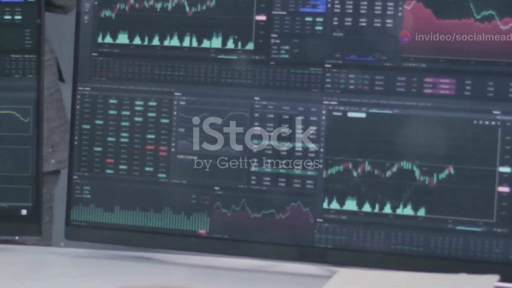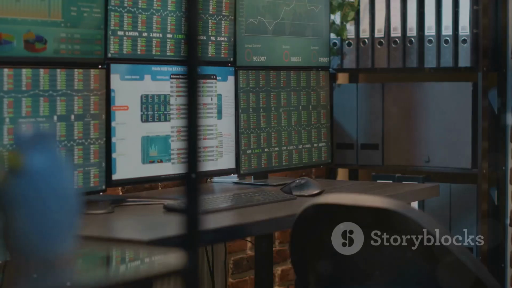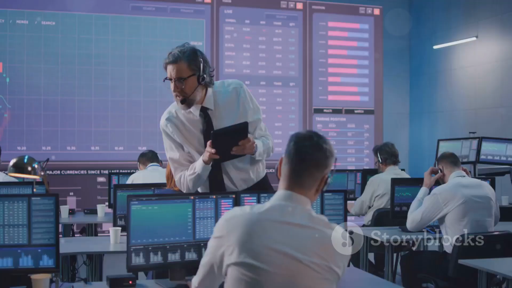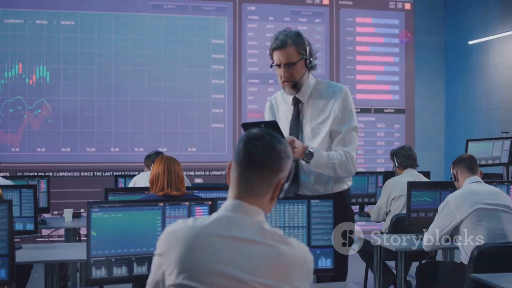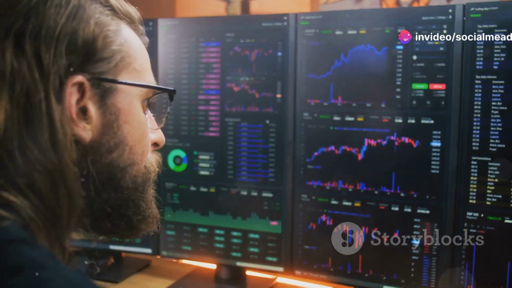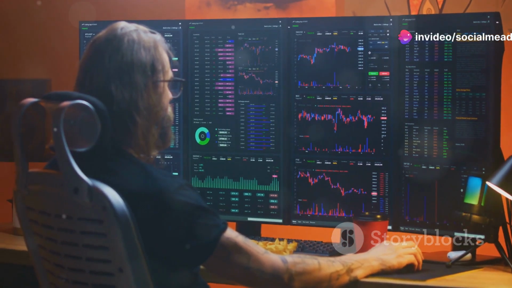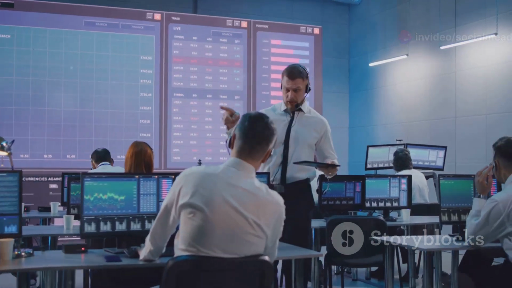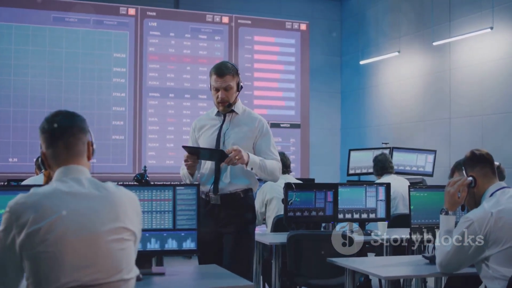Institutional traders, often referred to as the smart money, play a crucial role in the Forex market. They possess vast resources, advanced technology, and access to information that retail traders simply don't have. These traders can move markets and create trends, making it essential for us to understand their behavior and strategies.